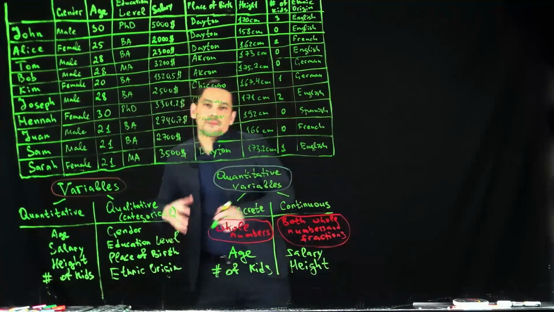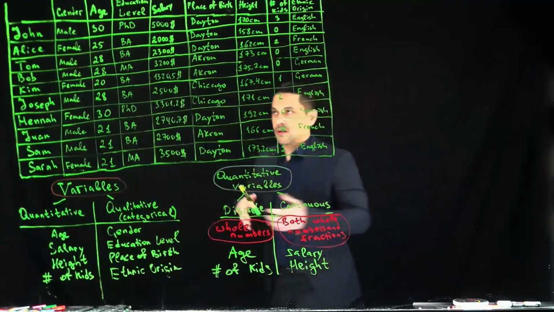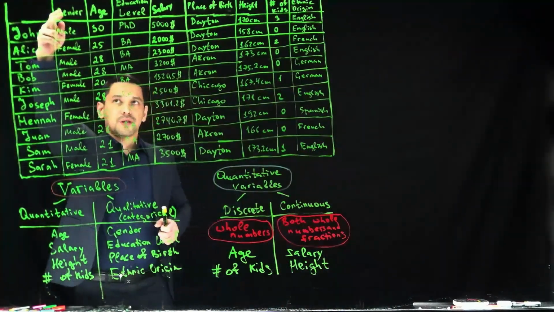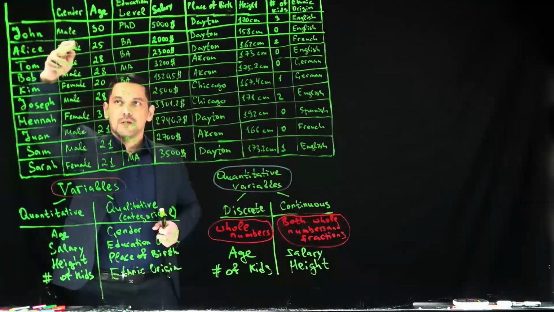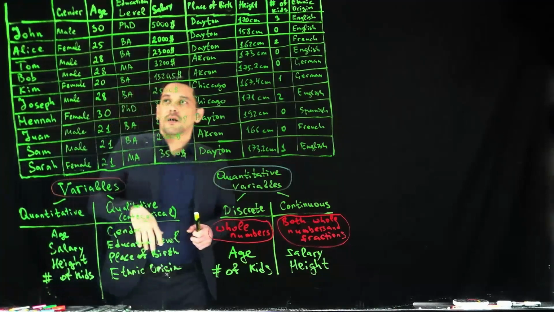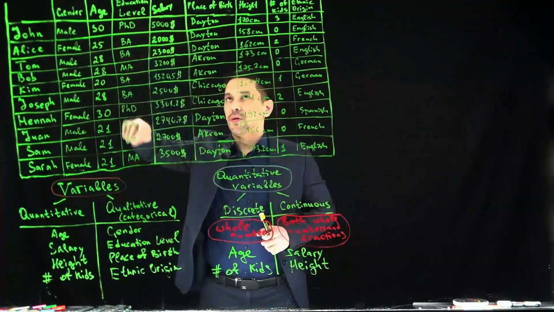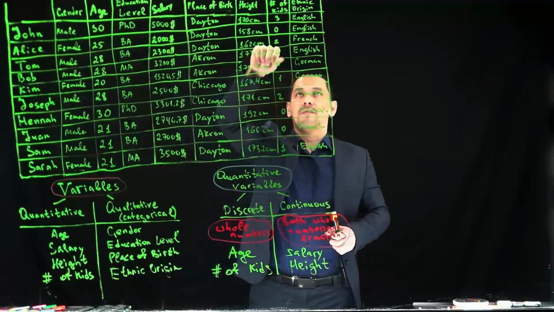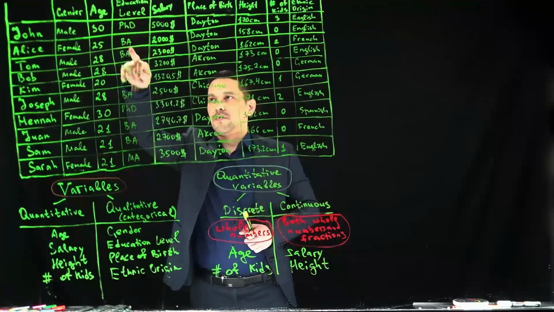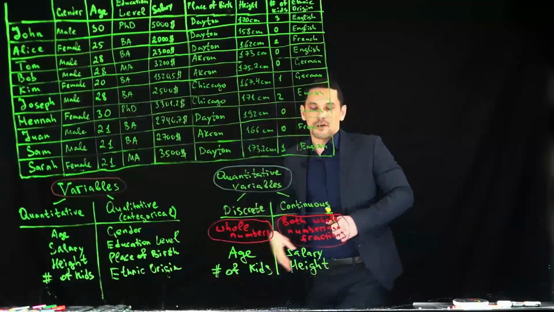But if all the values of a certain variable are not numbers, just words, then this variable is qualitative or categorical. Here's an example. Gender is a qualitative variable. Again, why? Because as you can see, all the values of this variable are not numbers, they're just words. The same can be said about the variables education level, place of birth, and ethnic origin. These variables are categorical, again, because all the values of these variables are not numbers, they're just words.